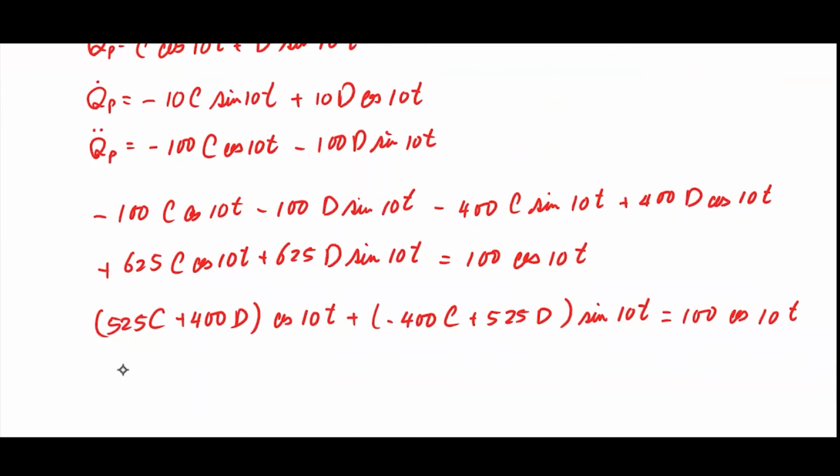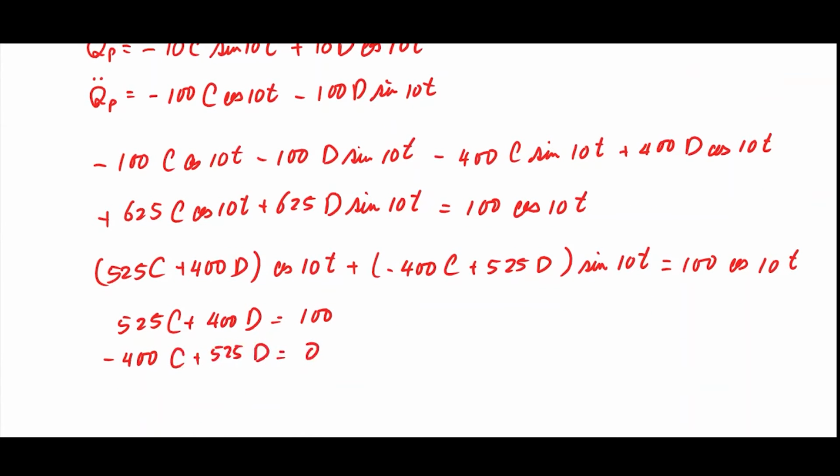That tells you we have a system of equations. 525c plus 400d needs to be 100. And the other one is negative 400c plus 525d is equal to 0.